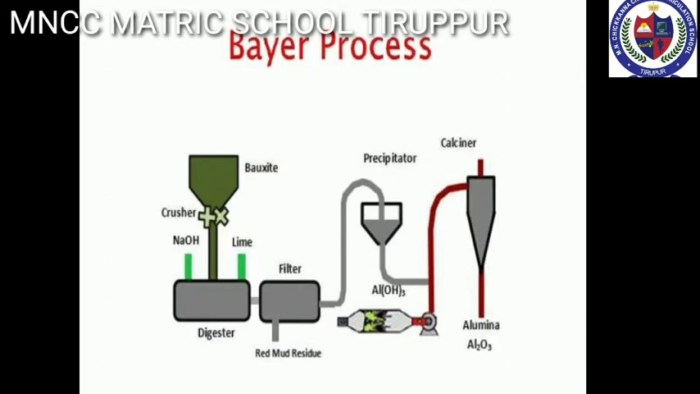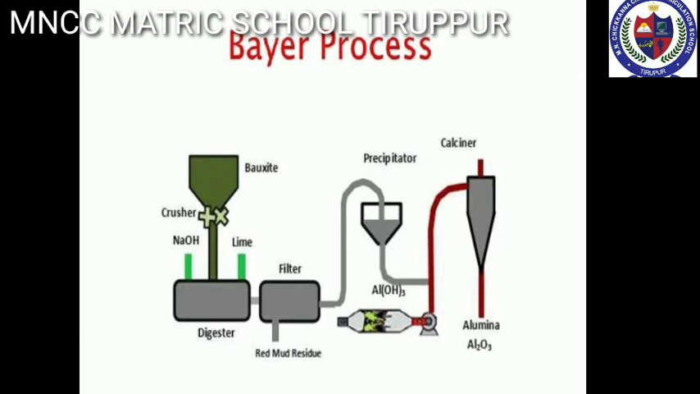Now let's learn about extractive metallurgy of aluminium. Aluminium is the metal found most abundantly in the earth's crust. Since it is a reactive metal, it occurs in the combined state. The important ores of aluminium are bauxite, cryolite, and corundum.